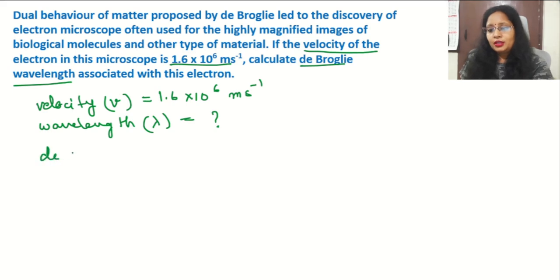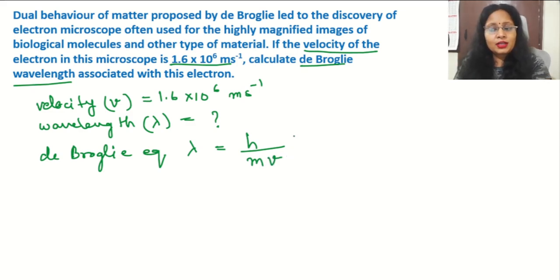The de Broglie equation for wavelength is lambda equal to h upon mv, where h is Planck's constant, m is the mass of an electron which is a fixed value, and v is the velocity which is given. Now if we put the values in this equation, we will easily find our answer.